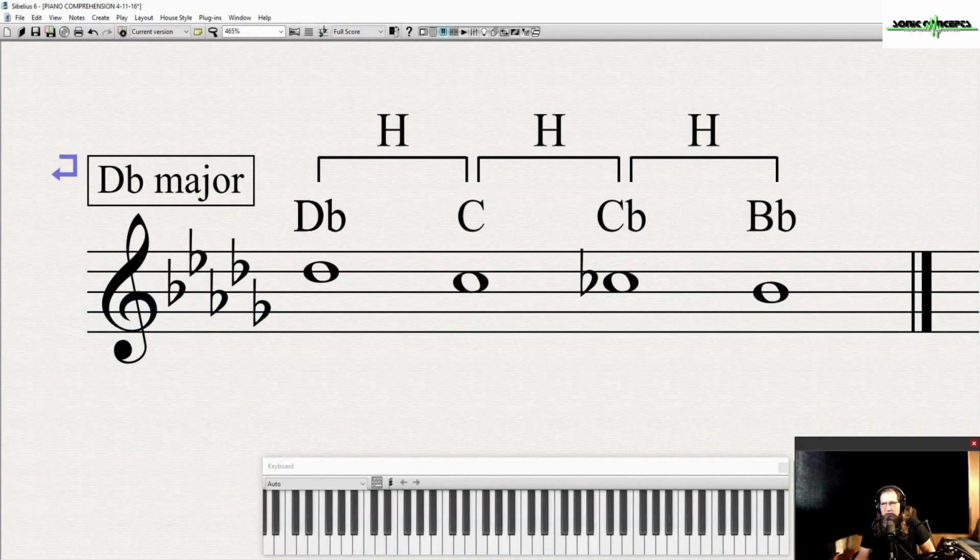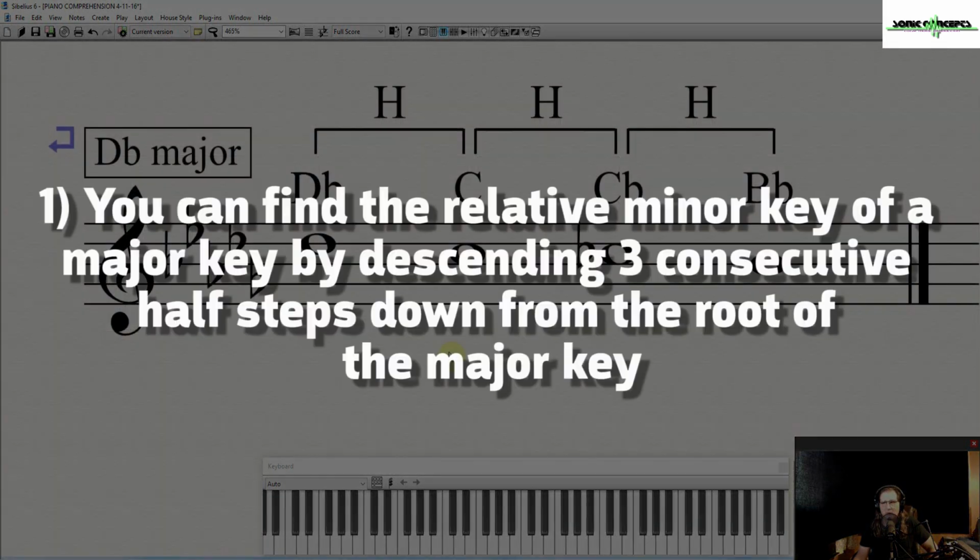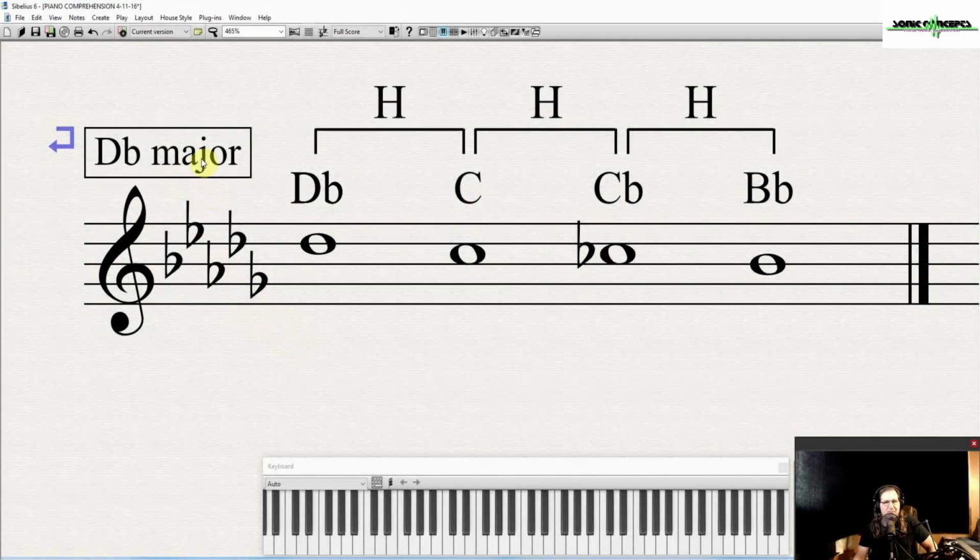To be able to determine the relative major or minor key of a given key, there are 2 rules. Rule number 1, you can find the relative minor key of a major key by descending 3 consecutive half steps down from the root of the major key. So, for example, here's the key of D-flat major. The root of the key would be D-flat. If we go 3 consecutive half steps down, there's 1, there's 2, and there's 3, you can find the relative minor key, which is B-flat minor.